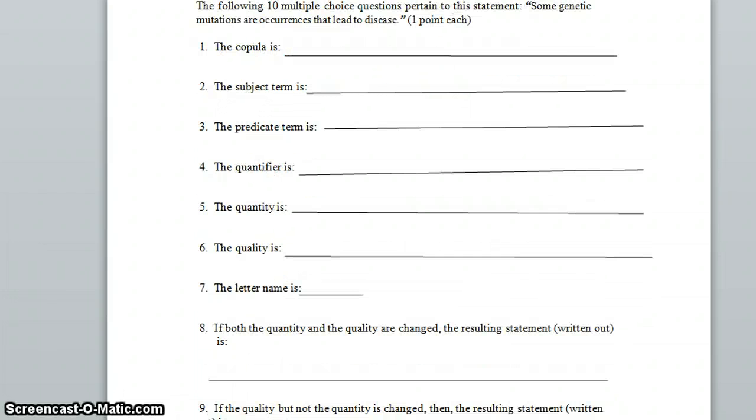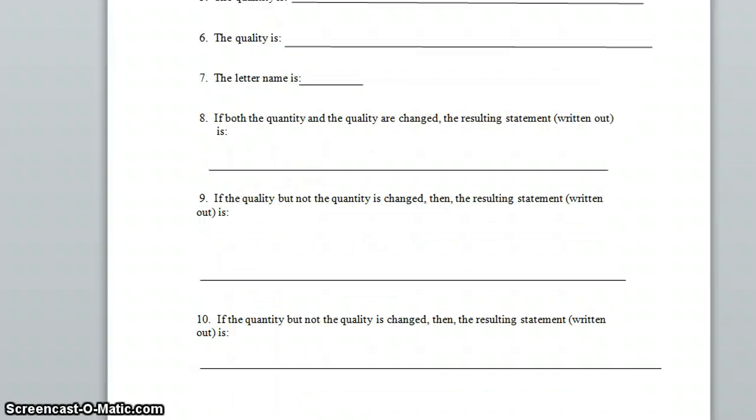When you get down to here, where it says if both the quantity and quality are changed, the resulting statement is, make sure you write out the entire statement. Don't just say it's an A statement or an E statement or anything like that.